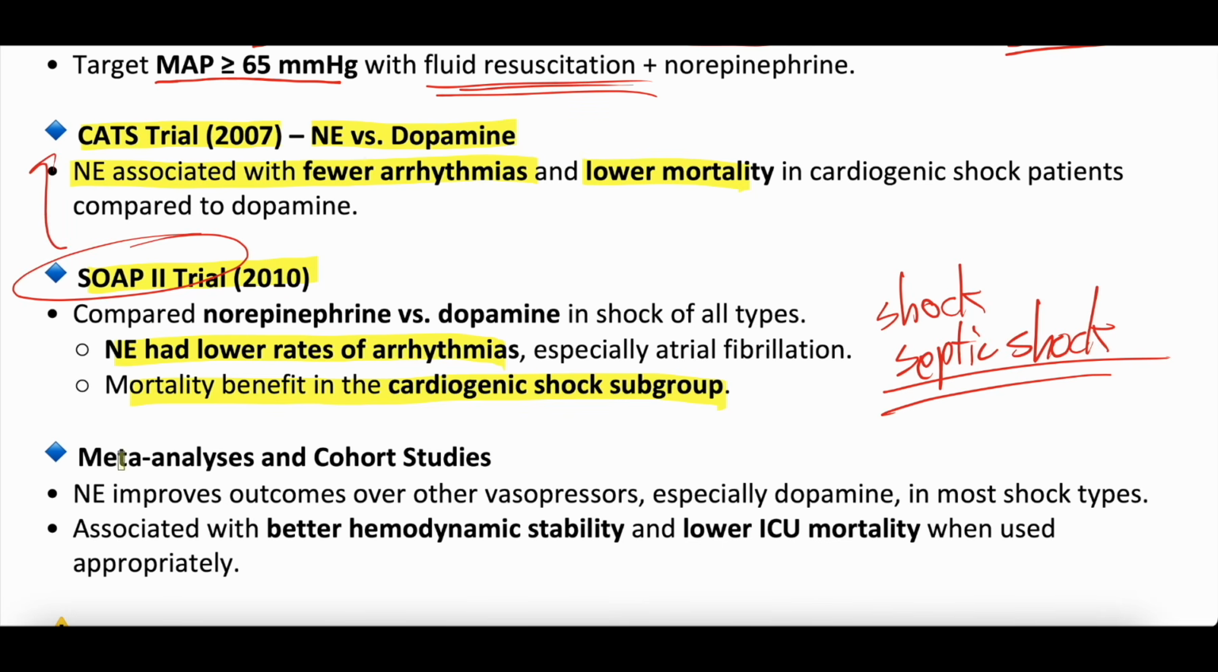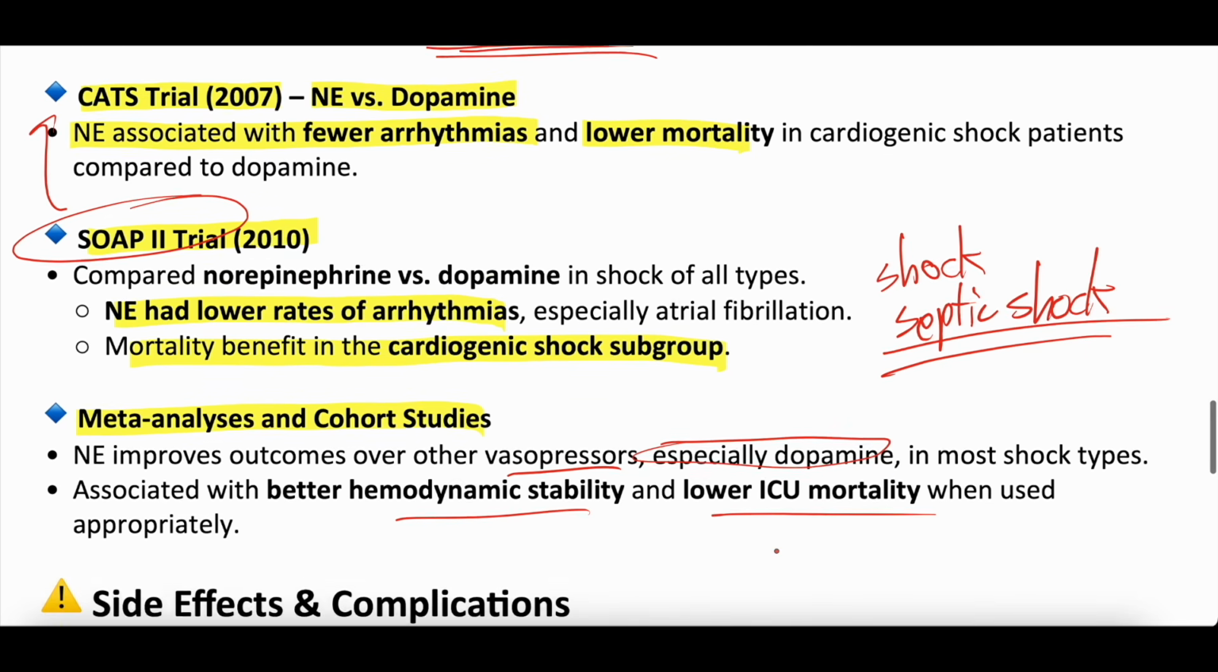There've been meta-analyses done as well. Norepinephrine improves outcomes over other vasopressors, especially versus dopamine, which is why we don't use dopamine anymore. Better hemodynamic stability, lower ICU mortality, et cetera. So norepinephrine is the first-line vasopressor in most shock states, definitely first-line in septic shock, and definitely better than dopamine, causing less arrhythmias and possibly better mortality.